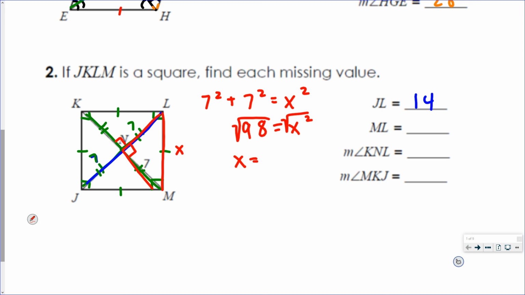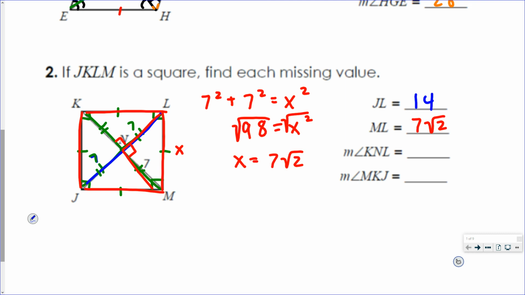All right, square root of 98. Simplified, obviously that's 49 times 2, so that'd be 7 root 2. If you wrote it as a decimal, that's fine, but it doesn't specify if they want you to leave it in simplest radical form or not. That's just a more exact answer. Which means that's the length of all of these sides.